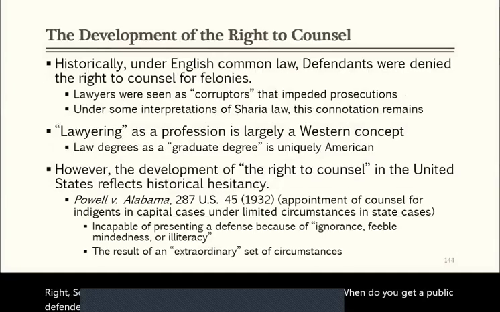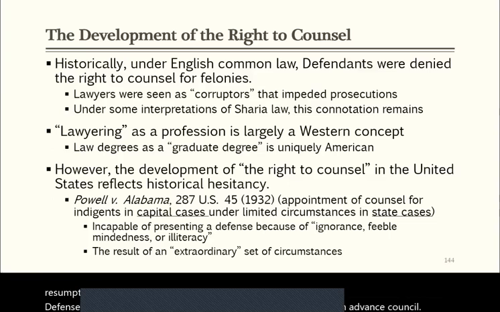So generally speaking, if we look at the development of the right to counsel, historically, under English common law, defendants were denied the right to counsel for felonies. You could have them for misdemeanors, but not for felonies. And felonies all carried a possible sentence of death. Lawyers were seen as, quote, corruptors that impeded prosecutions. So the idea was the prosecutor could just go forward, and we didn't have really much of a presumption, and the defense counsel would just make things worse. So we didn't let them have defense counsel.